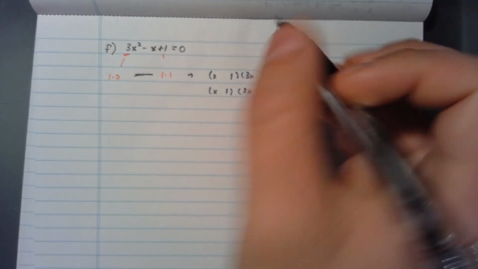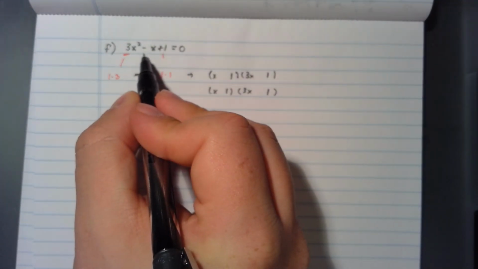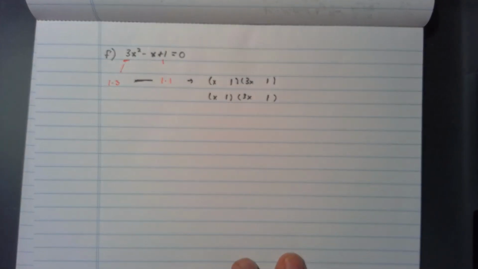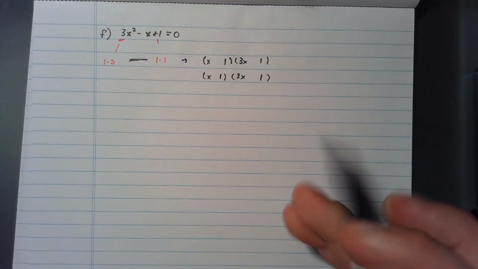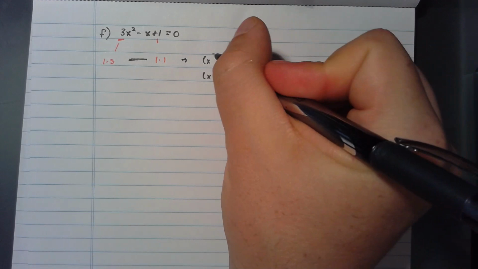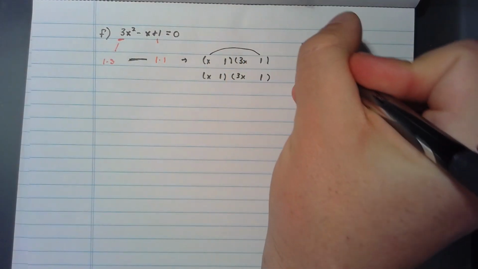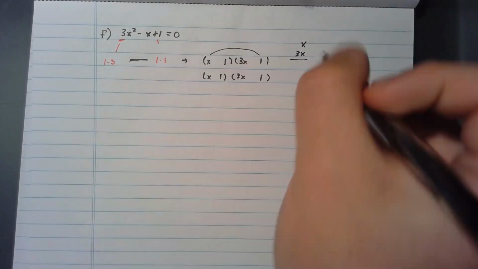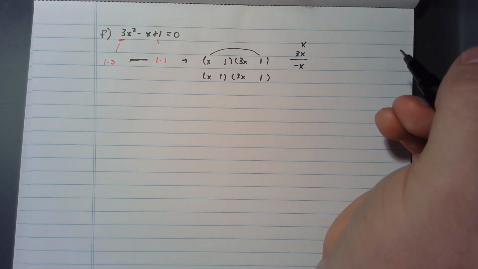So, all right, I need -x, right? That's my middle term. I need -x. So when I do my outside-inside combination, I better get -x in the middle. Otherwise, it's not going to work. All right. So outside, that's going to be x. 1 times 3 is 3x. How do I get them to add to be -x? Can I?